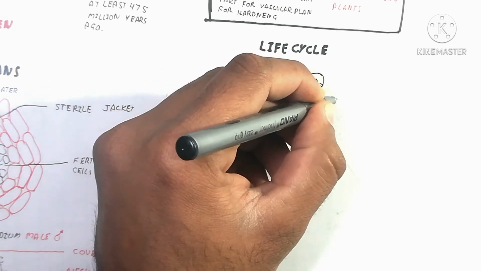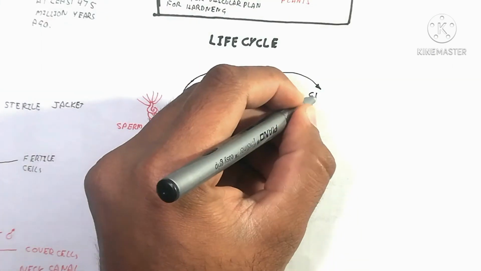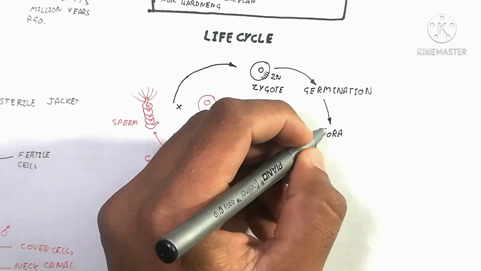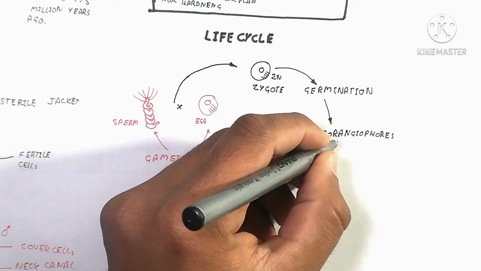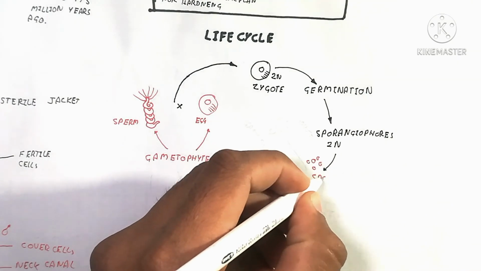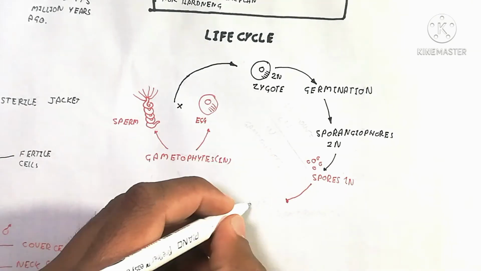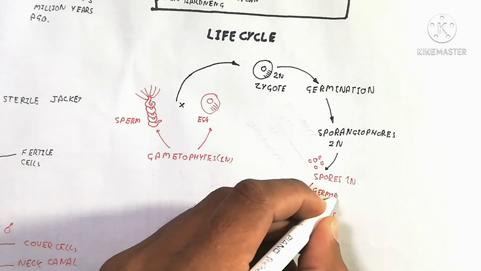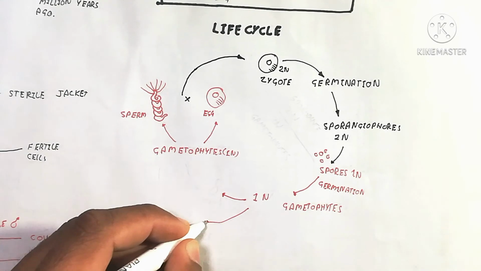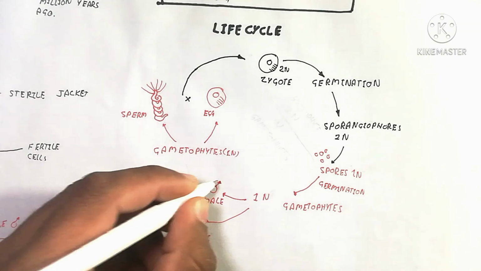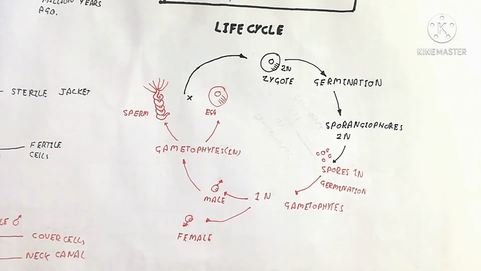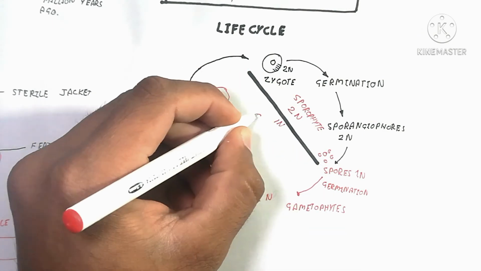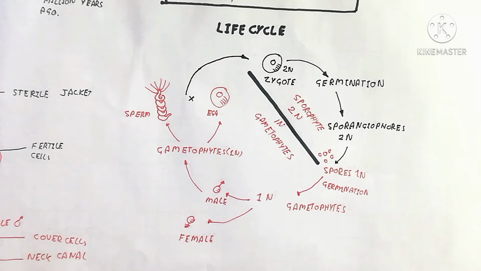So here is the life cycle. We produce the zygote by the fertilization of gametophytes, which produce sperm and egg. This fertilization gives a zygote, 2n. It means the chromosomes will be in the form of a pair. And on germination, the sporophyte will be formed, and this sporophyte is 2n and produces spores by meiosis to 1n. And this 1n will be the gametophyte, and this male and female produce sexual organs to produce the cycle again.